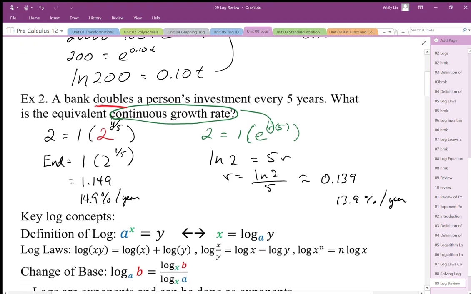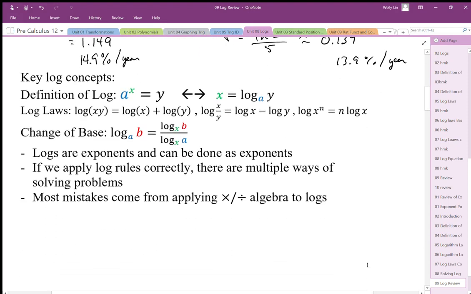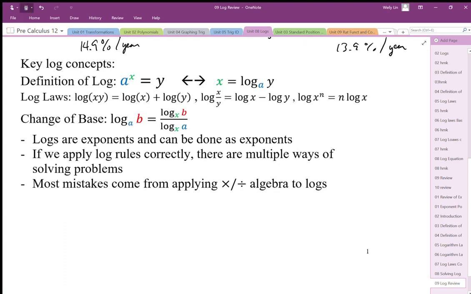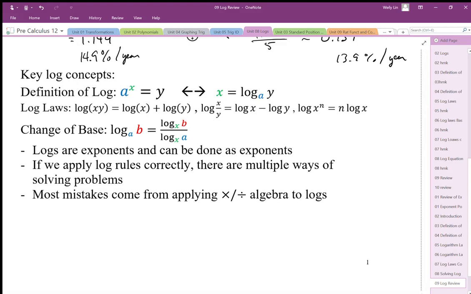Okay, so let's get into more of the logs. Okay, the key concepts for logs. When we talk about logs, there are basically 5 things with logs. We have our definition of log. That's very important. Understanding how to convert an exponential expression into an equivalent log and vice versa.